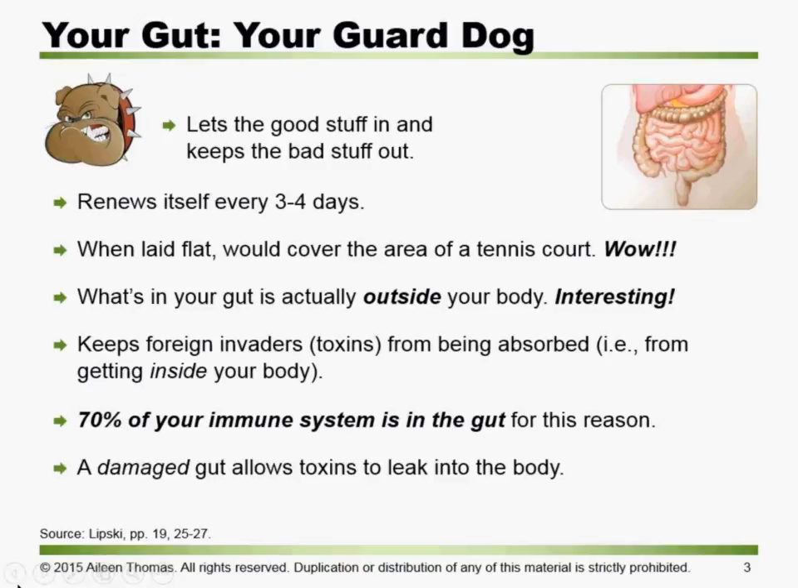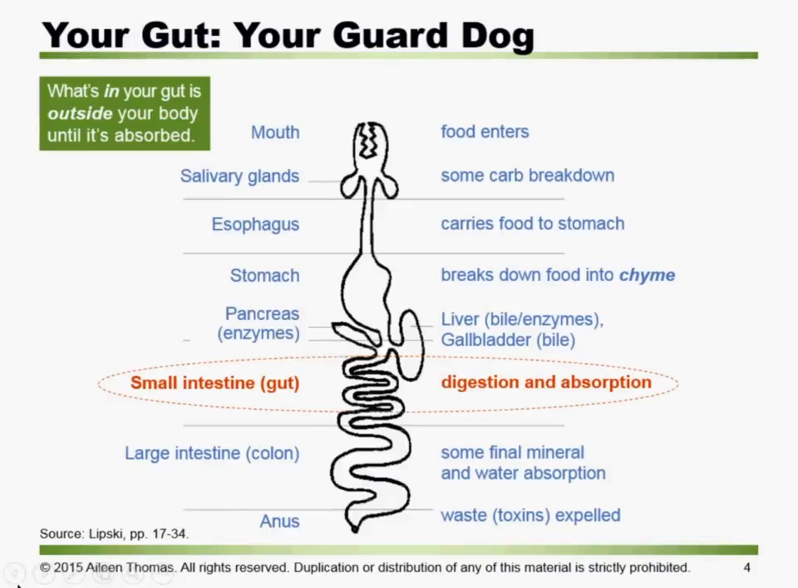A damaged gut will have a hard time catching and killing toxins, and it develops holes in it through which these toxins will slip into your body. And this will cause chronic inflammation over time. So let's take a closer look.